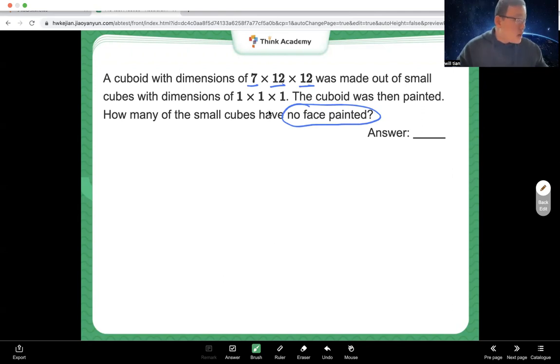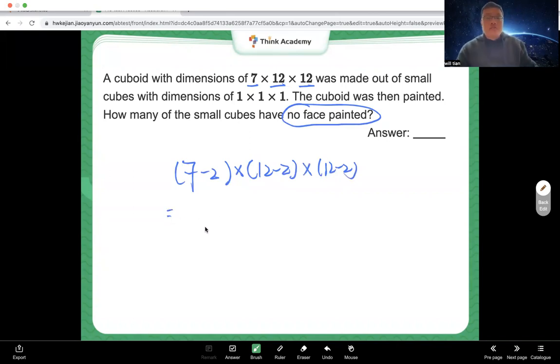So let's see, what do we have? 7 minus 2 times 12 minus 2 times 12 minus 2, right? So that will be the dimension of the cuboid in the center that won't be painted at all. We have 5 times 10 times 10, which is 500 cubes. So you have 500 cubes that are not painted, that have no face painted.